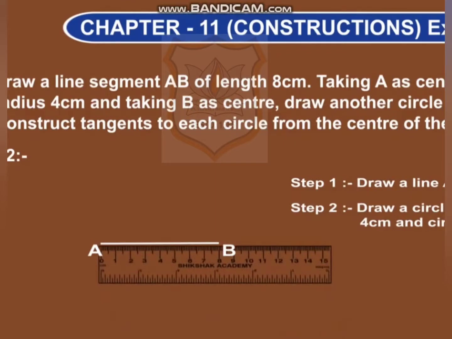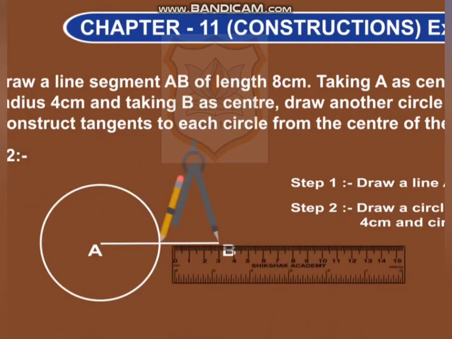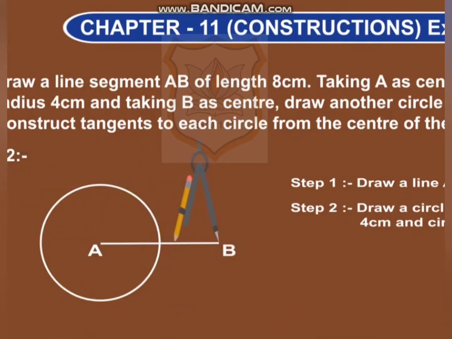First of all we have to take an arc with length 4 centimeter, and we have to draw a circle by taking center A and radius 4 centimeter. In the same way we have to draw a circle at B with radius 3 centimeter.